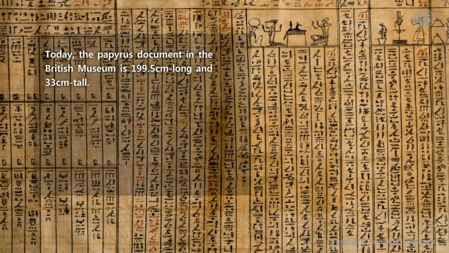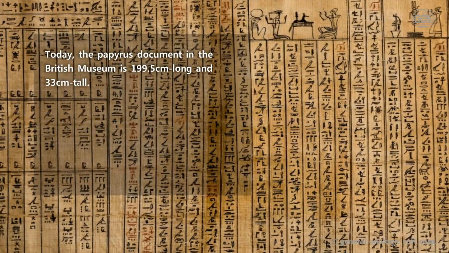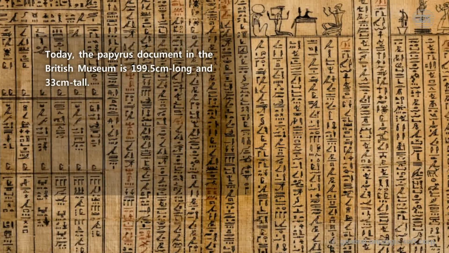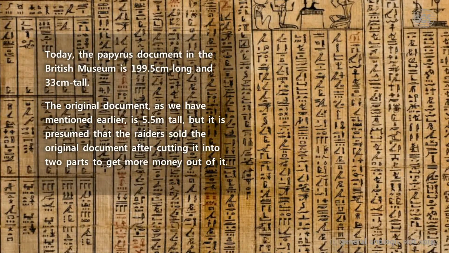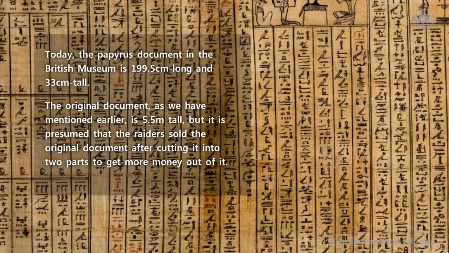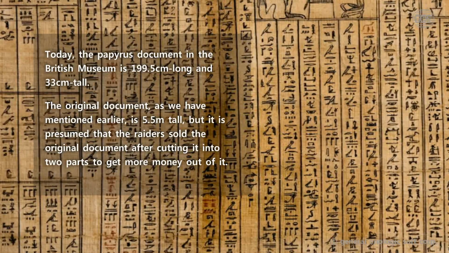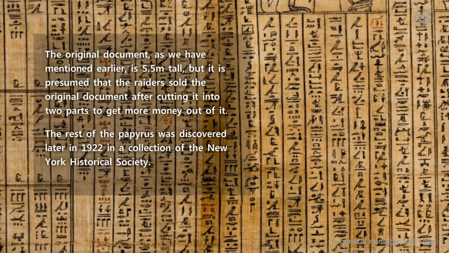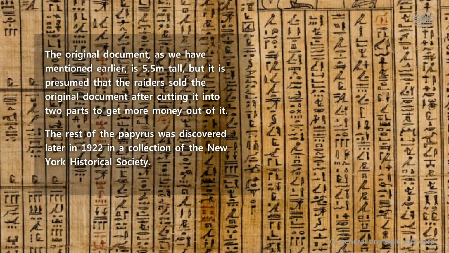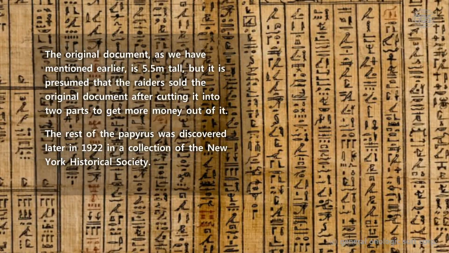Today, the papyrus document in the British Museum is 199.5 centimeters long and 33 centimeters tall. The original document, as we have mentioned earlier, is 5.5 meters long, but it is presumed that the raiders sold the original document after cutting it into two parts to get more money out of it. The rest of the papyrus was discovered later in 1922 in a collection of the New York Historical Society.